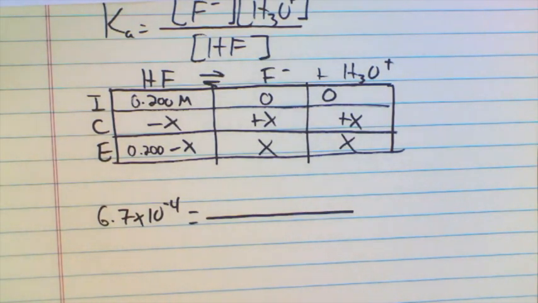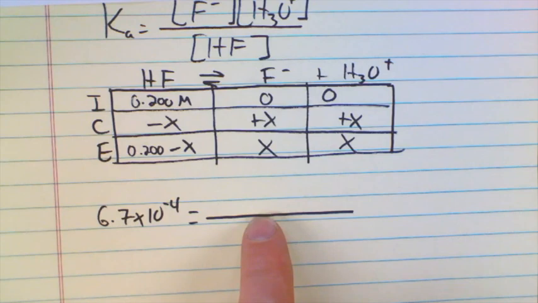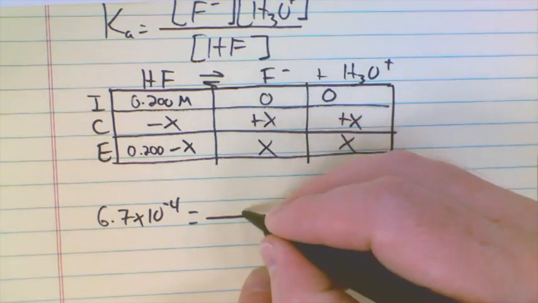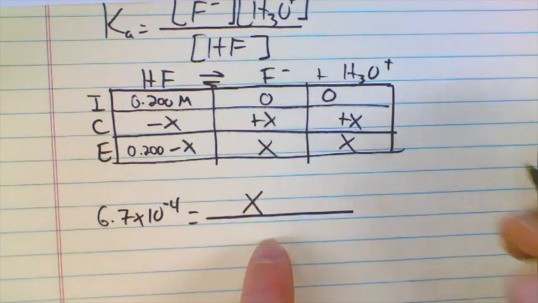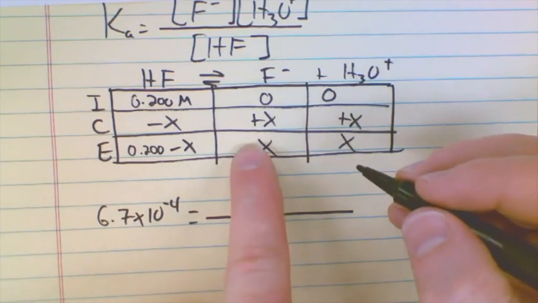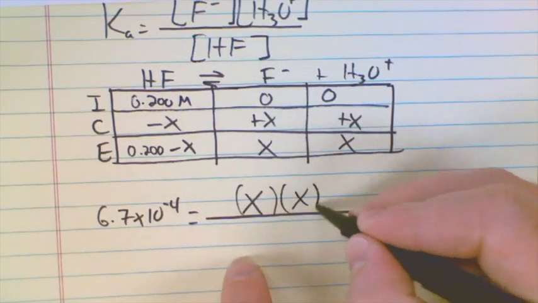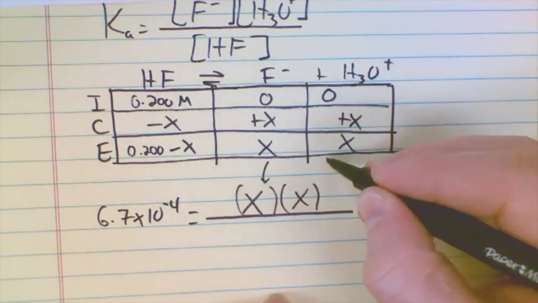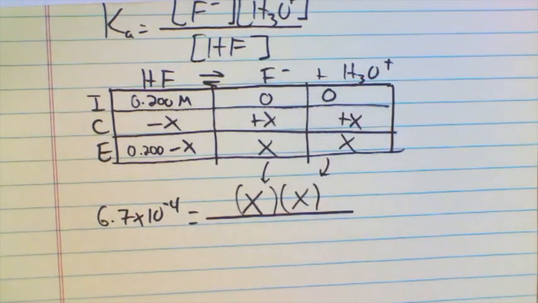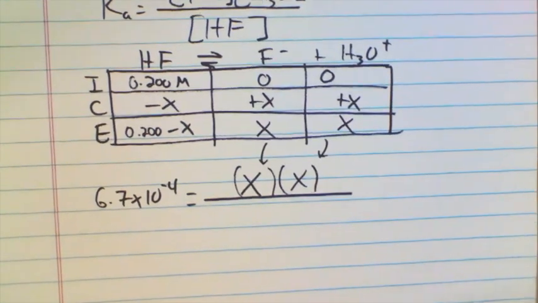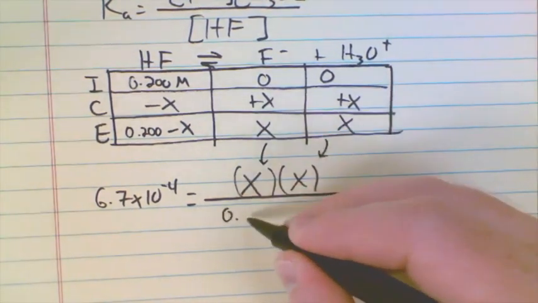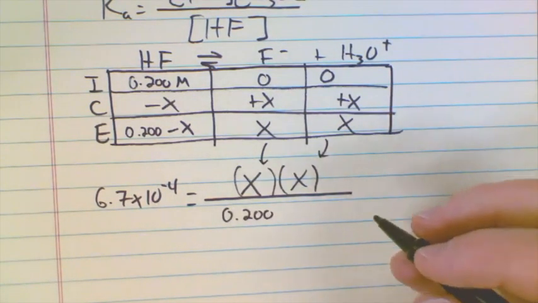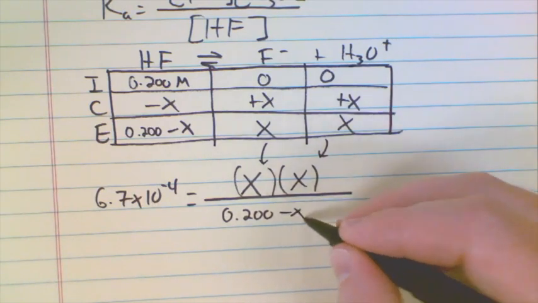And we can now set up our equilibrium expression. What's going to go on top? So products over reactants, so it's going to be x times x, or x squared. I'm going to put x times x for now, just to illustrate some stuff here. Then what goes on the bottom? 0.200 minus x.